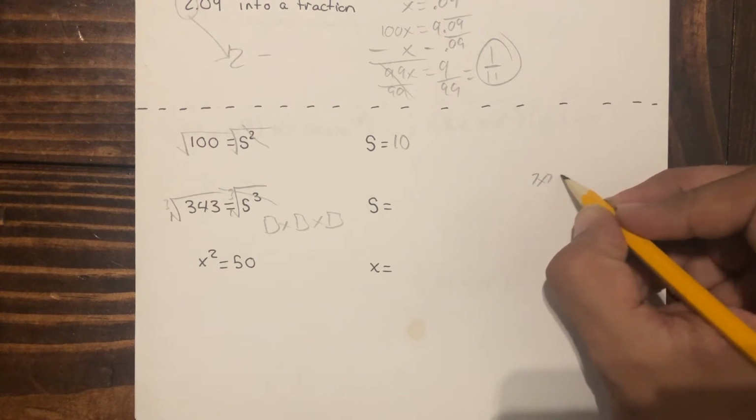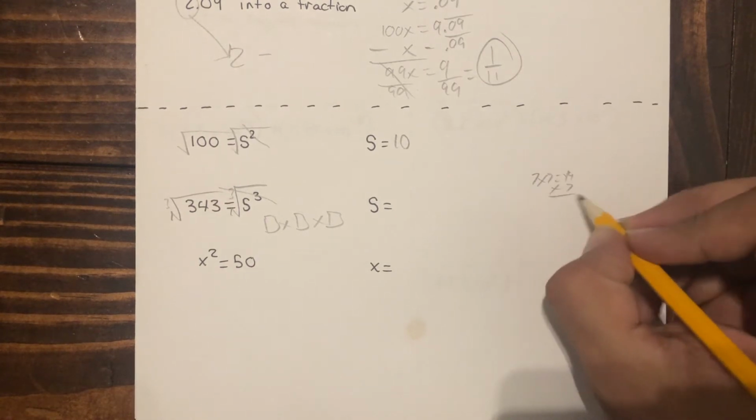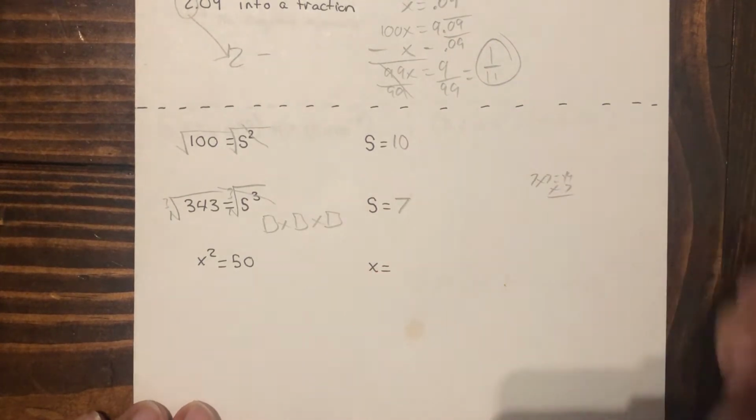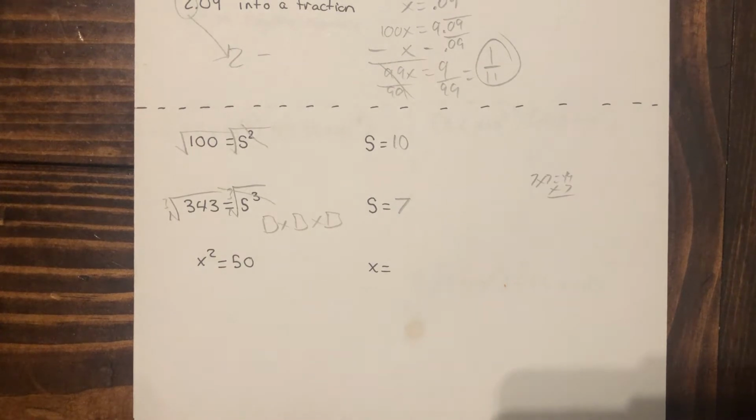7 times 7 is 49. 49 times 7 gives me 343. So that's right. So it's going to be 7. This is the right answer. Okay? What about 50? Well, I don't know the answer.